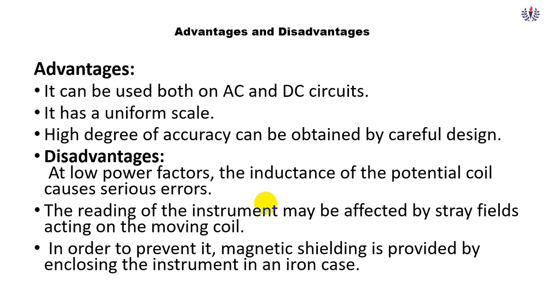The reading of the instrument may be affected by stray magnetic fields acting on the moving coil. Suppose a magnetic instrument is nearby, you will get an error in the reading. In order to prevent it, magnetic shielding is provided in the enclosing instrument. If you see the old type of wattmeters, they were in a wooden box in order to avoid the stray magnetic field. Like that we can avoid it.